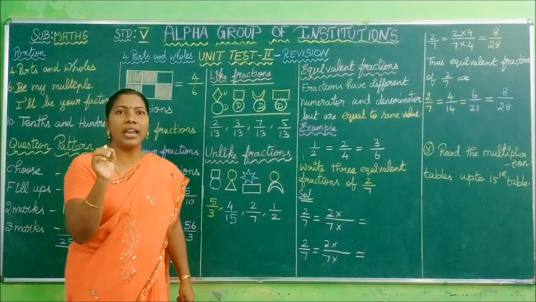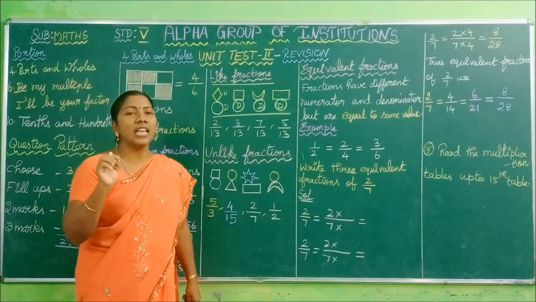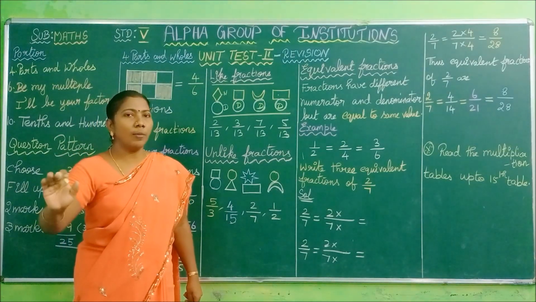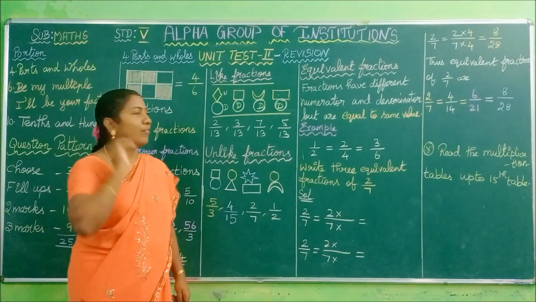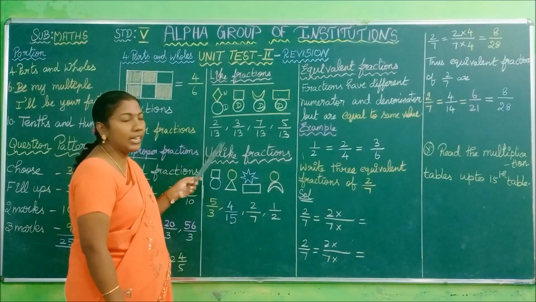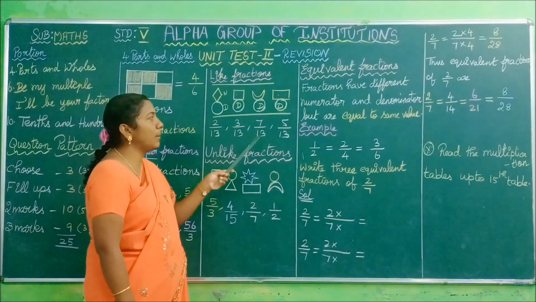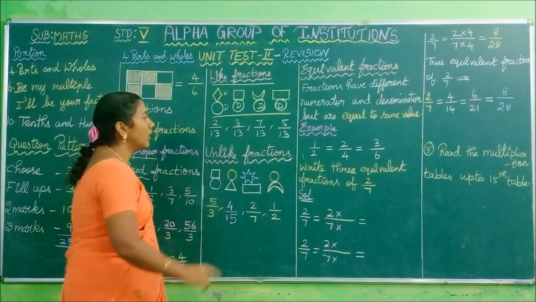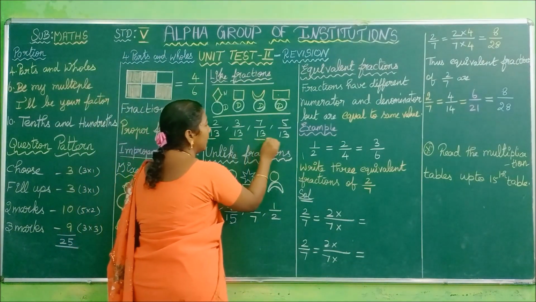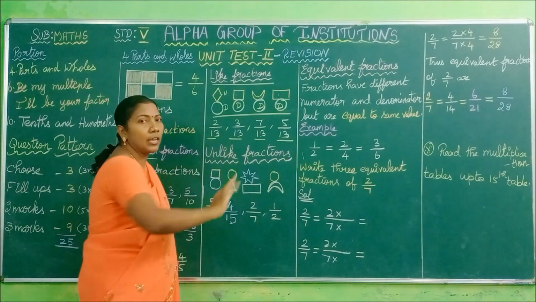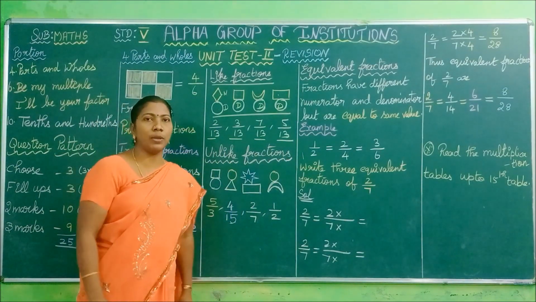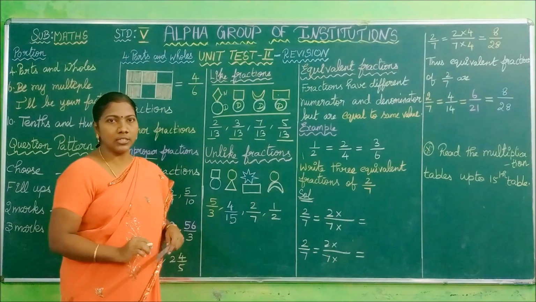So, what is meant by like fractions? If fractions have the same denominator, we call them like fractions. See here, 2 by 13, 3 by 13, 7 by 13, 5 by 13. What are the denominators? 13, 13, 13. All the denominators are the same. So, such fractions are said to be like fractions. Do you understand, children? Okay.